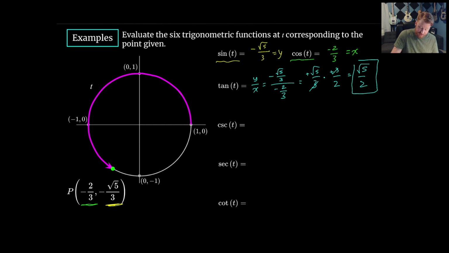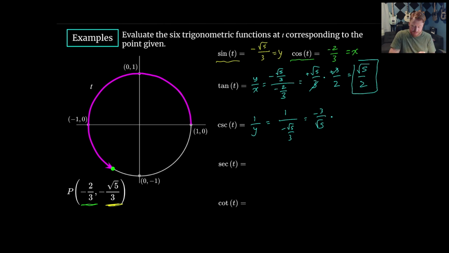If I want to find the cosecant of t, well, that is going to be 1 over the y value, 1 over sine, and sine is equal to y. So here, if I want to simplify, we're going to get 1 over, I know that y is negative square root of 5 over 3. If I just use some reciprocals here, I'm going to get negative 3 over the square root of 5. And now I'm going to want to rationalize my denominator. This is a fine answer.